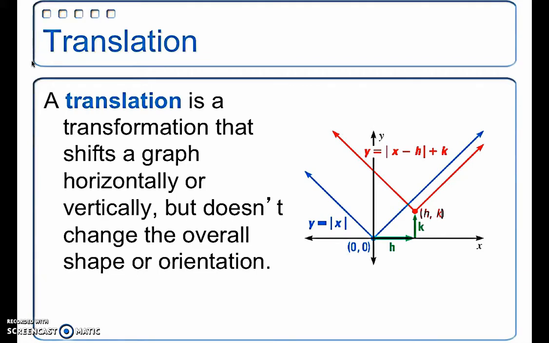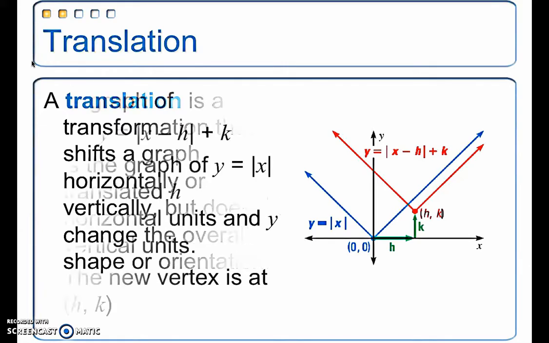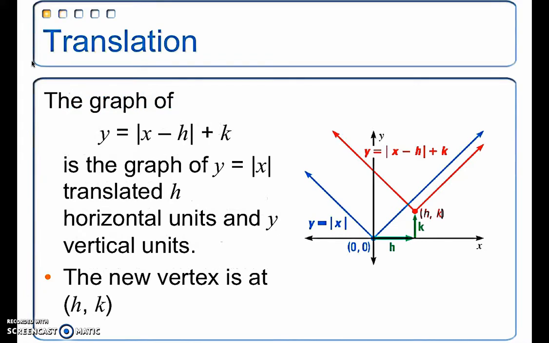So translations are transformations that shift the graph horizontally or vertically, but don't change the overall shape or orientation. If you subtract h on the inside of the absolute value bars, it will move to the right h. And if you add k, it will move up k. So the new vertex is (h, k). It's translated h horizontal units and k vertical units. Be careful with that minus sign in the equation there.